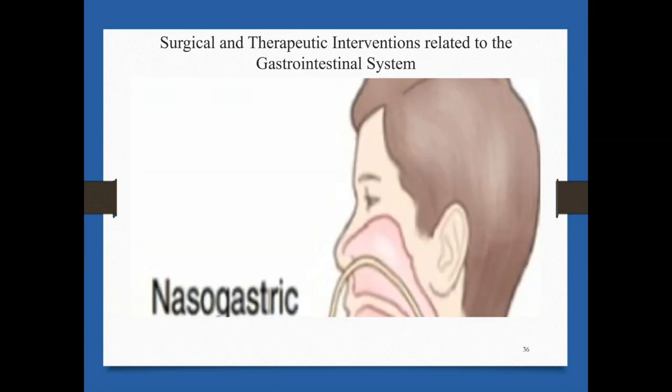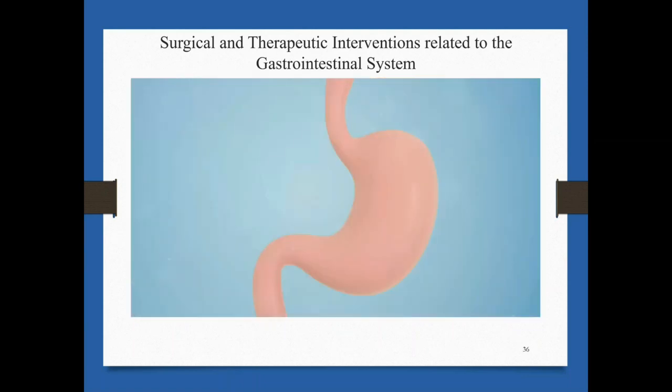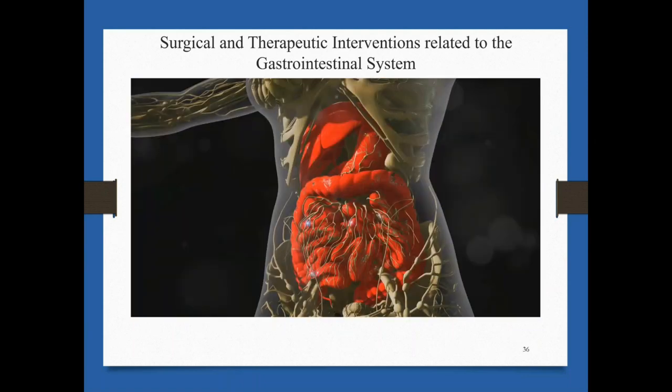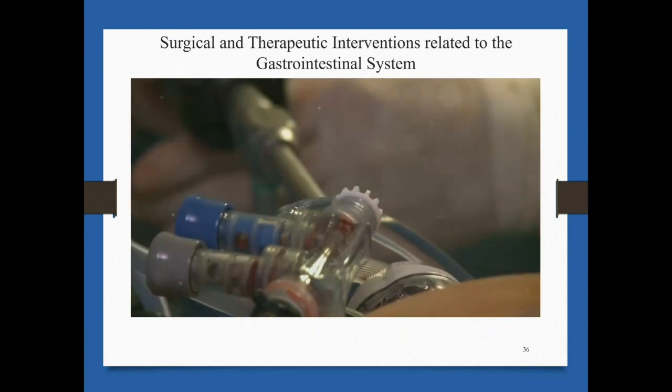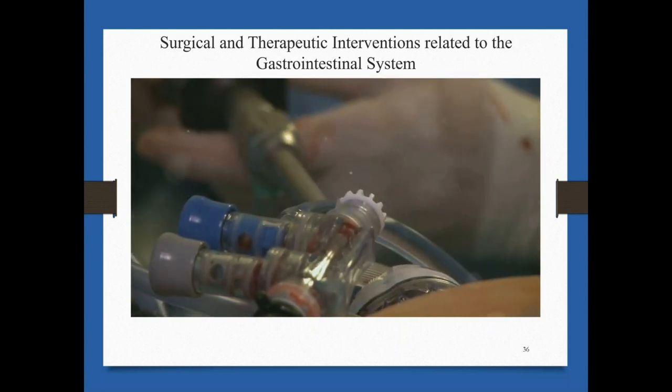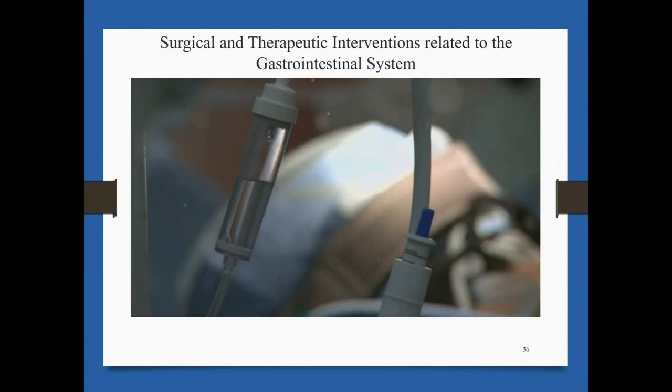Nasojejunal tube, similar to a nasoduodenal tube, but it extends into the jejunum, the second part of the small intestine. It's used for patients who need feeding or medication directly into the intestines, bypassing both the stomach and the duodenum.